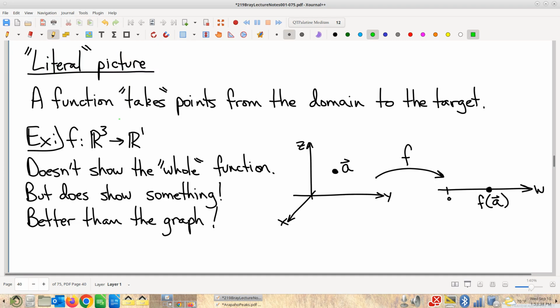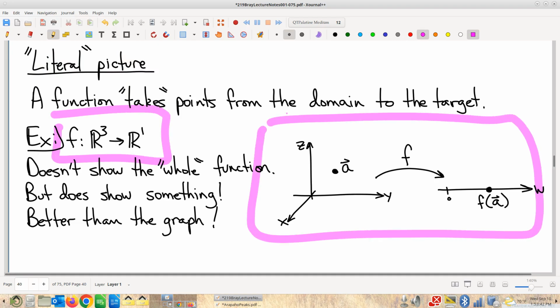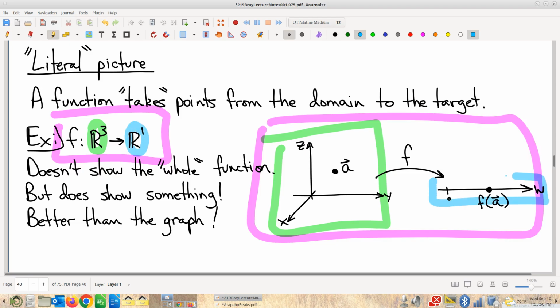We've got a function. We're going to draw a picture indicating this function. Okay, there's the domain. I'm going to literally draw the domain. The domain is R3. Boom, there's R3. The function has a target, R1. Okay, there you go, R1. I'm literally drawing the target. What does the function do? Well, the function takes points out of the domain and puts their images into the target.